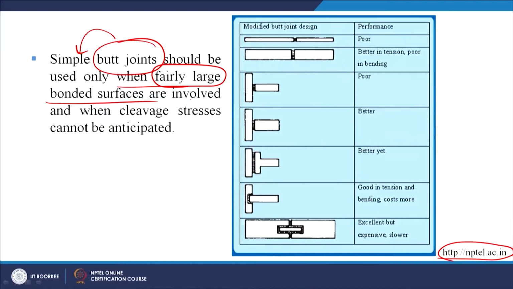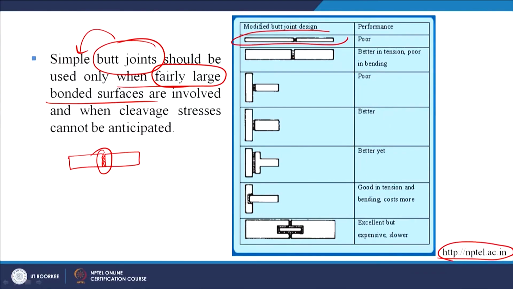So in case of butt joint also, as given in the figure, this is a butt joint that we form here. So the area that we are bonding with the help of the adhesive must be fairly large, and when the cleavage stresses cannot be anticipated, we must have a fairly large area for forming a bond between the two adherents which have to be joined in the butt joint configuration. This is the butt joint configuration which is shown here.